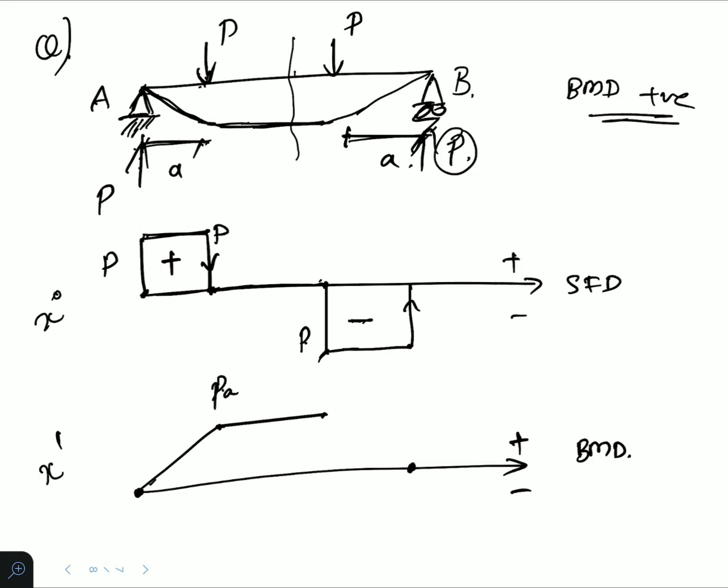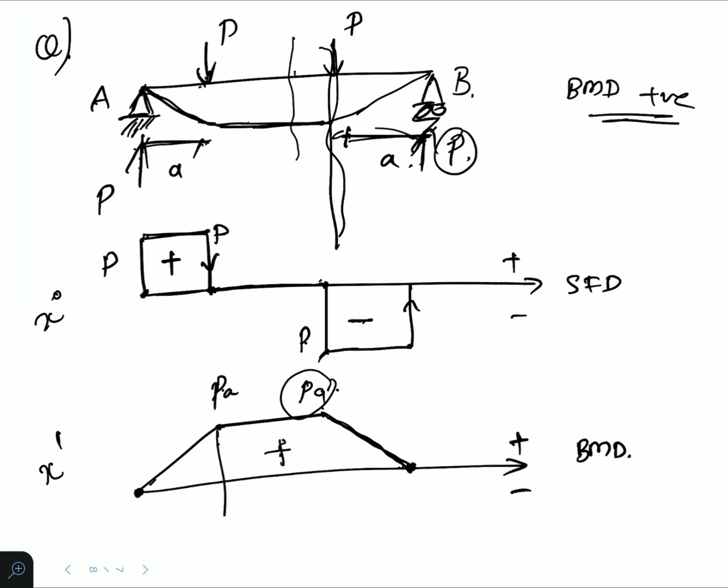Then at this point also we'll have PA value. After that you can just directly join it. Otherwise, from this side also, if you check this section, P into this distance A will give a value of PA here, and here because it's a roller you'll have 0 value, so we just have to join it by an inclined straight line. It will be positive inside.